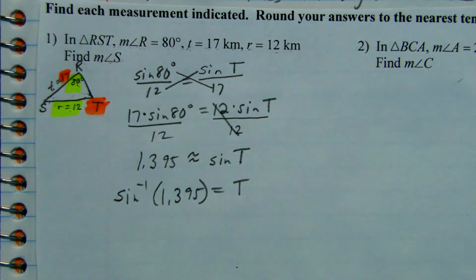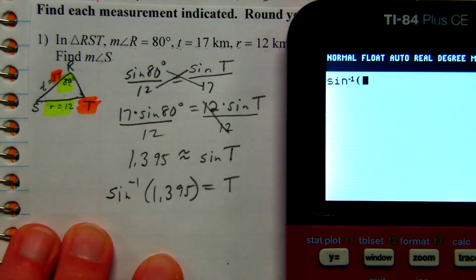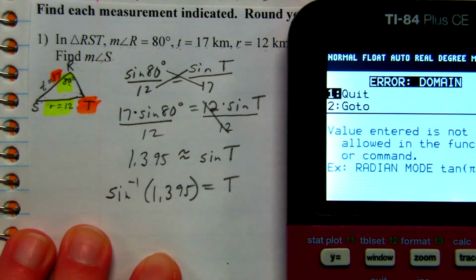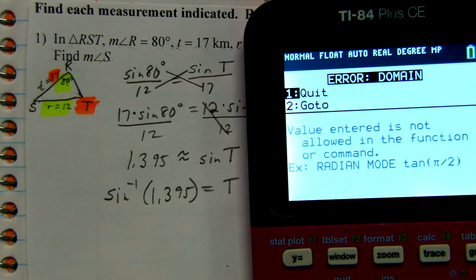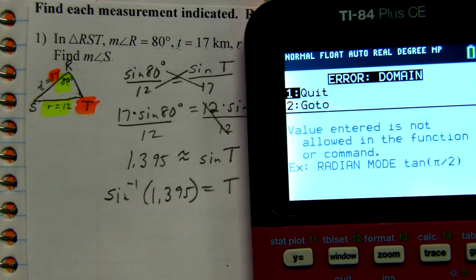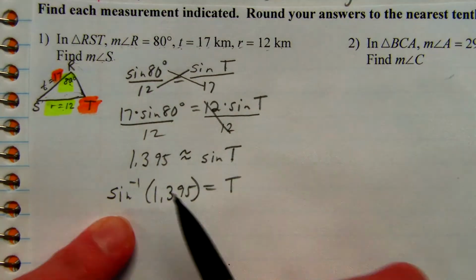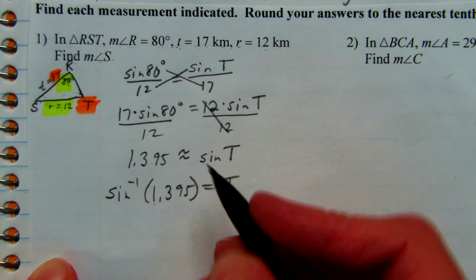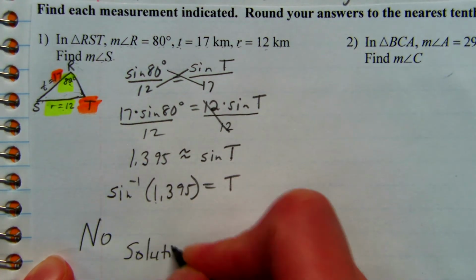But if we put that into the calculator, something interesting happens. So let's see what that looks like. So we do second and hit the sine key. Put in 1.395. And we get an error. And your calculators might not say quite everything that mine does, but it gives us a domain error. The value entered is not allowed for the function. So basically what it's saying is you can't have sine of 1.395. It doesn't work. And when you encounter one of those, basically you're just going to do a big fat no solutions.